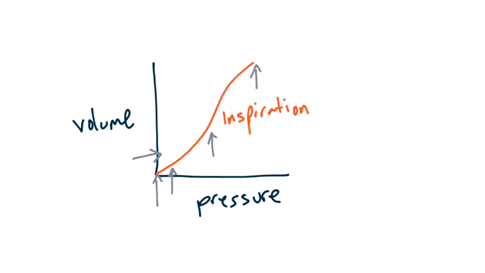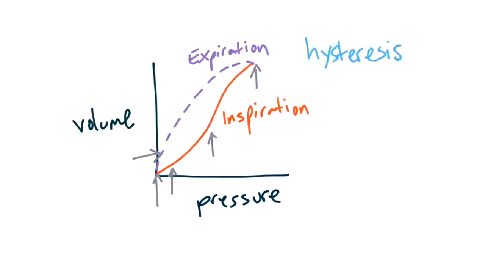Okay, if we graph out the compliance of the lungs during expiration, we get something like this. Notice how the inspiratory and expiratory curves are different. This is because during expiration, the lungs don't need to overcome the surface tension forces that the lungs experience during inspiration. The difference between the pressure-volume relationship during inspiration and expiration is called hysteresis.